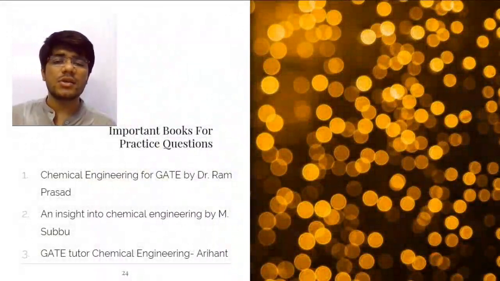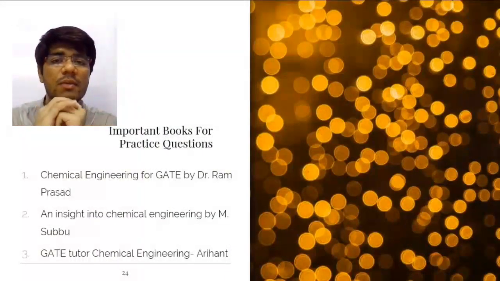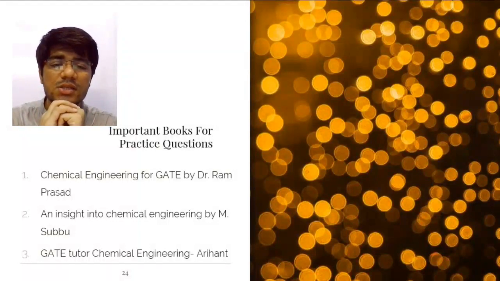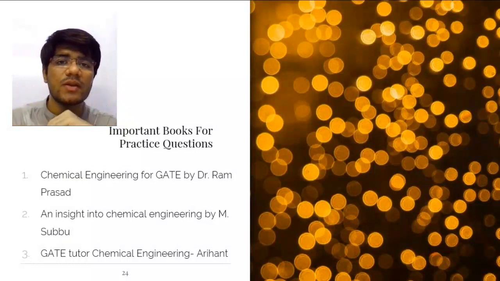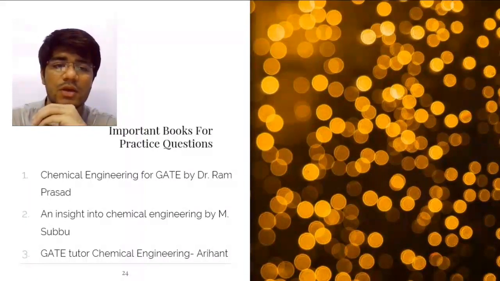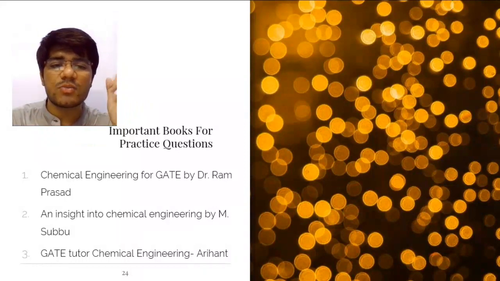Then there are some important books for chemical engineering, such as Ram Prasad. If you are preparing for GATE, then please buy this book, Dr. Ram Prasad, Chemical Engineering Reaction for GATE. The green color thick book you can buy. Very important book, many numericals are given, and numericals from every part are given. So it is the best book I will suggest to you.